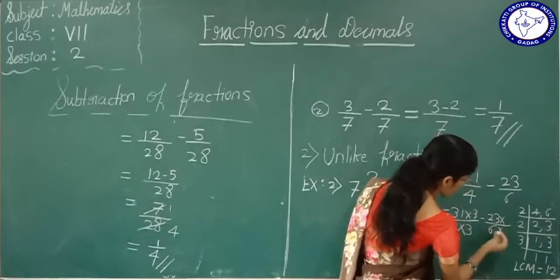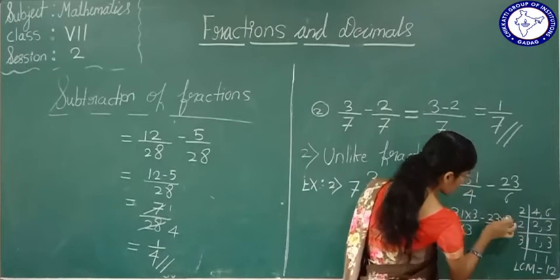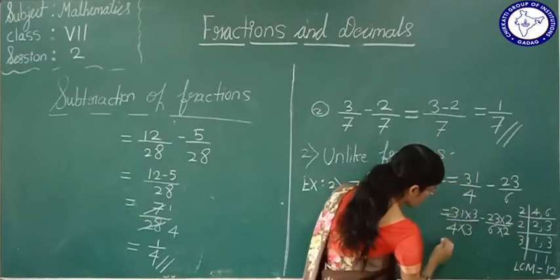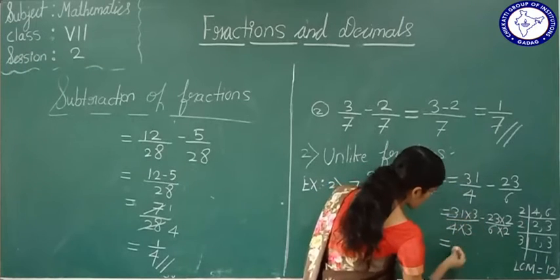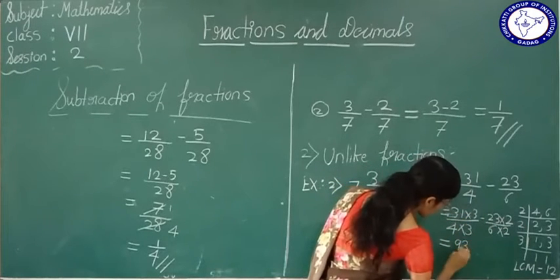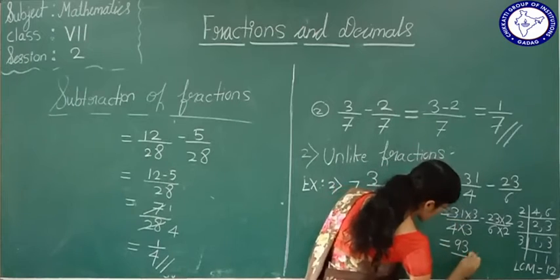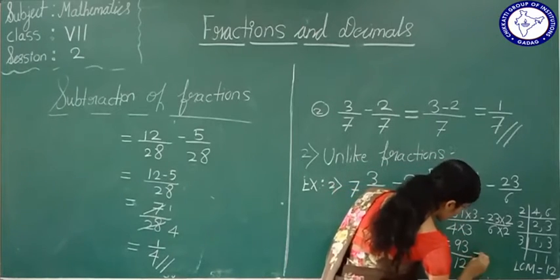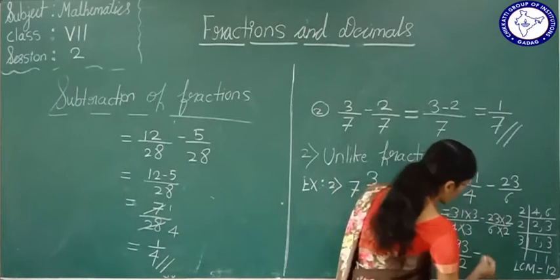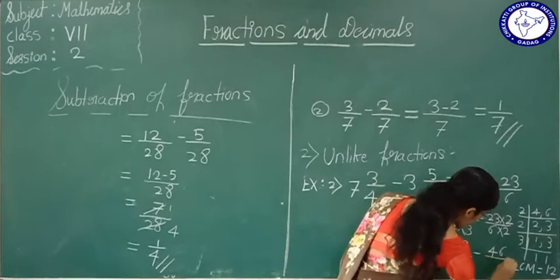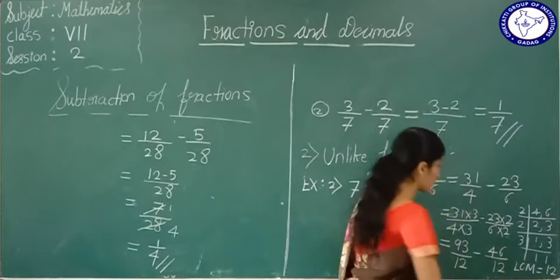6 how much are 12? 6 2s are 12. Multiply both numerator and denominator by 2. 31 3s are 93, so 93 divided by 12. Minus 23 2s are 46, so it is 46 by 12.